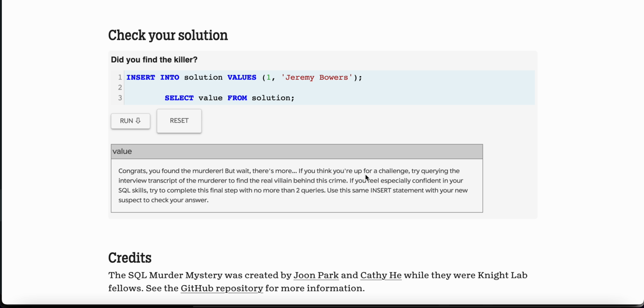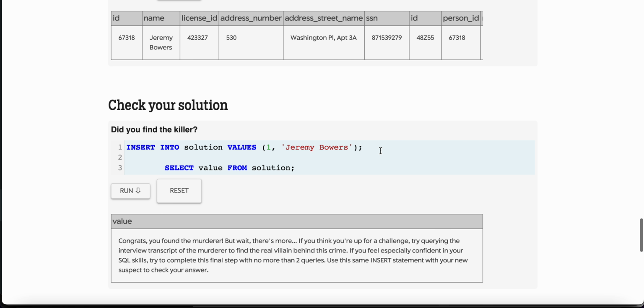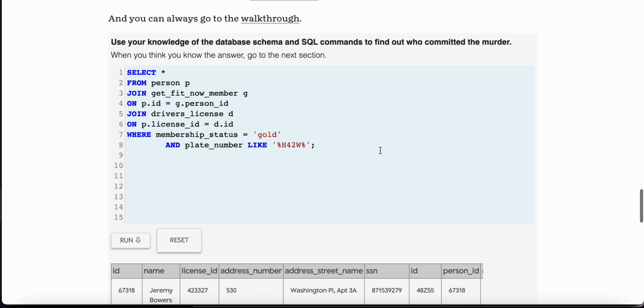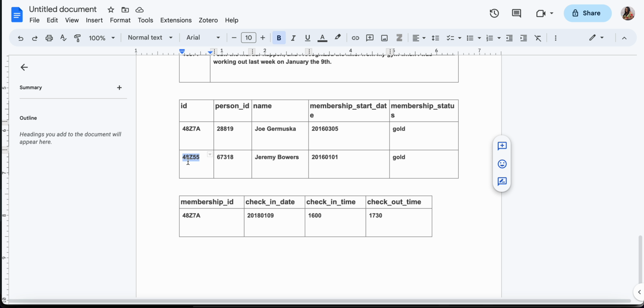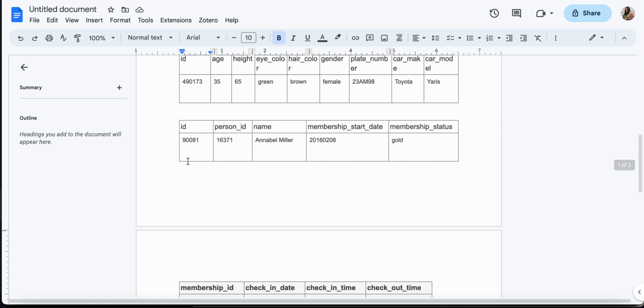But wait, there is more. If you think you are up for a challenge, try querying the interview transcript of the murderer to find the real villain behind this crime. If you feel especially confident in your SQL skill, try to complete this final step with no more than two queries. I'm not sure, but we can try. So Jeremy Bowers committed the murder, but who sent Jeremy Bowers to commit the murder is what we are going to find. Okay, so let's go back to, all right, we said let's go back to something, person ID.